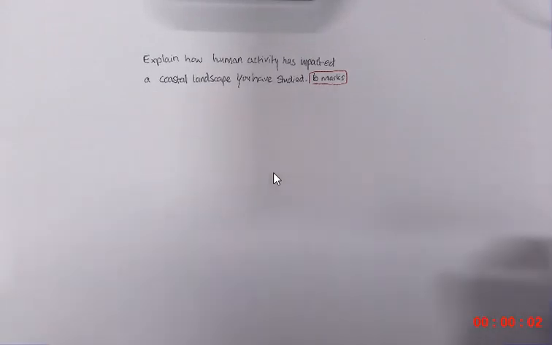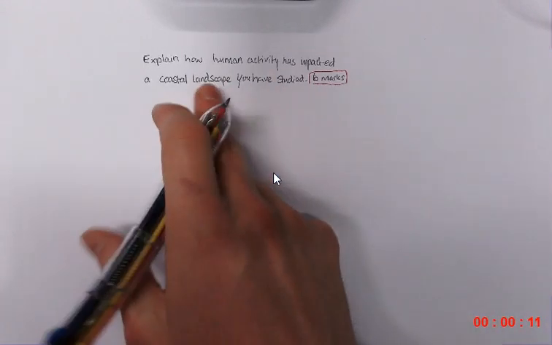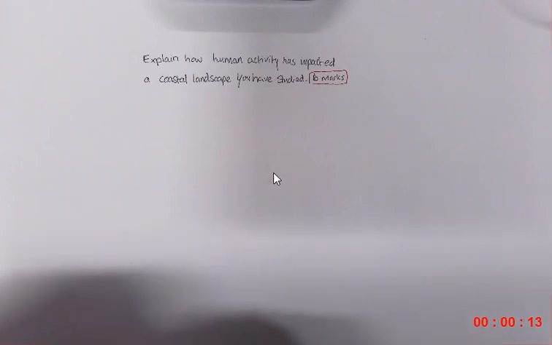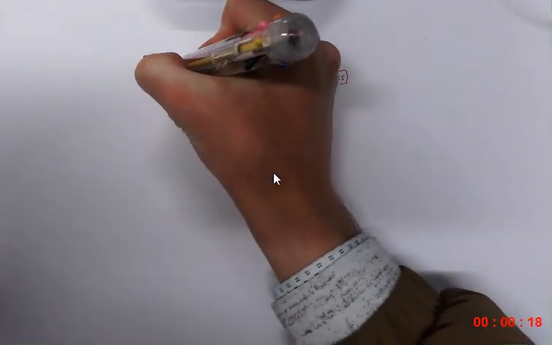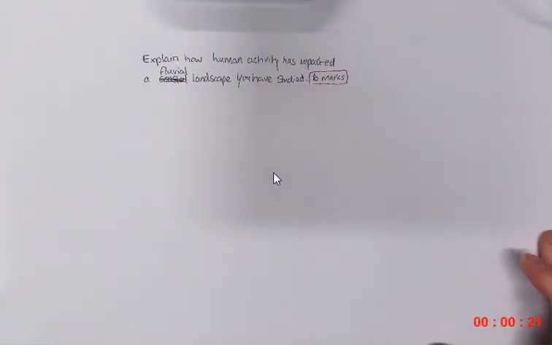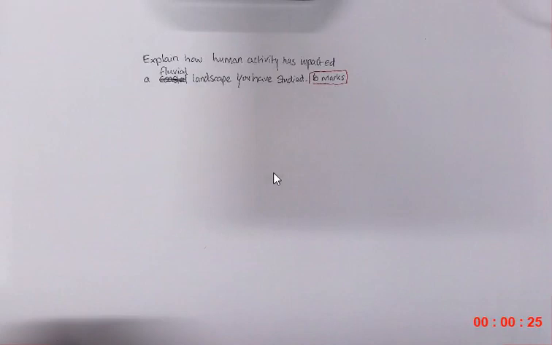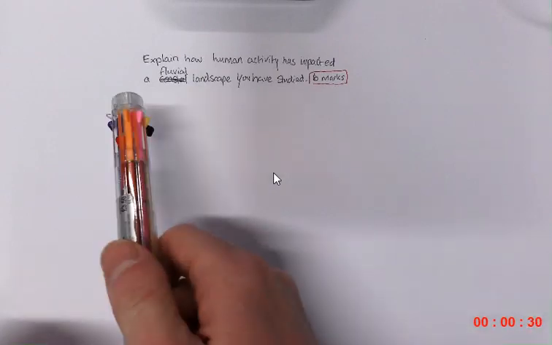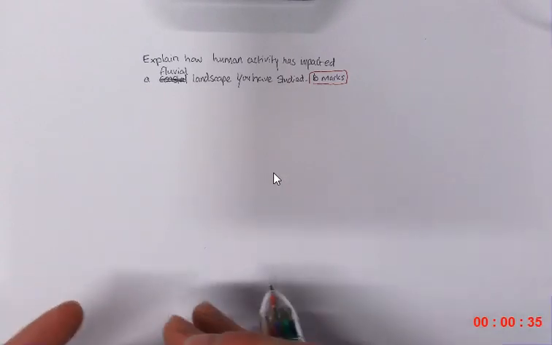So I've been asked to do a video on this by one of the students from the most recent PPE, and that is our question on explain how human activity has impacted a not coastal landscape. Apologies, it's fluvial or river landscape that you've studied. So explain how human activity and activities that are associated with urban areas usually have created problems or have altered the way that a river works.